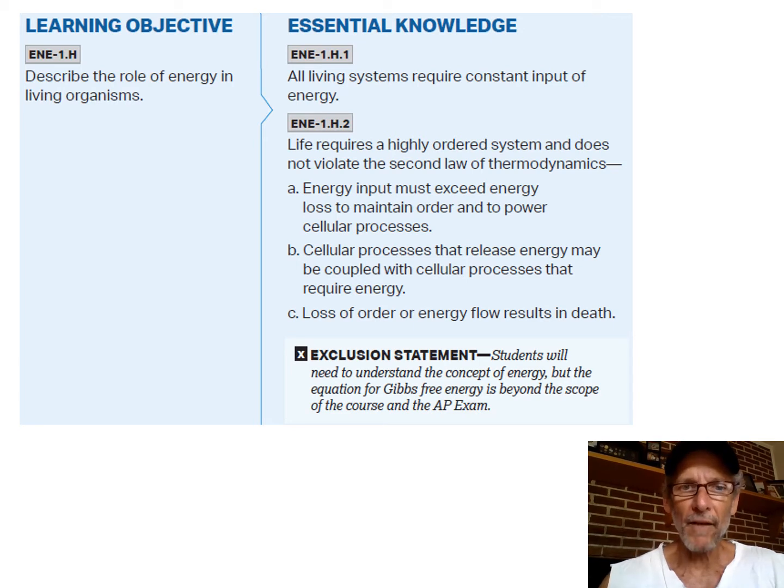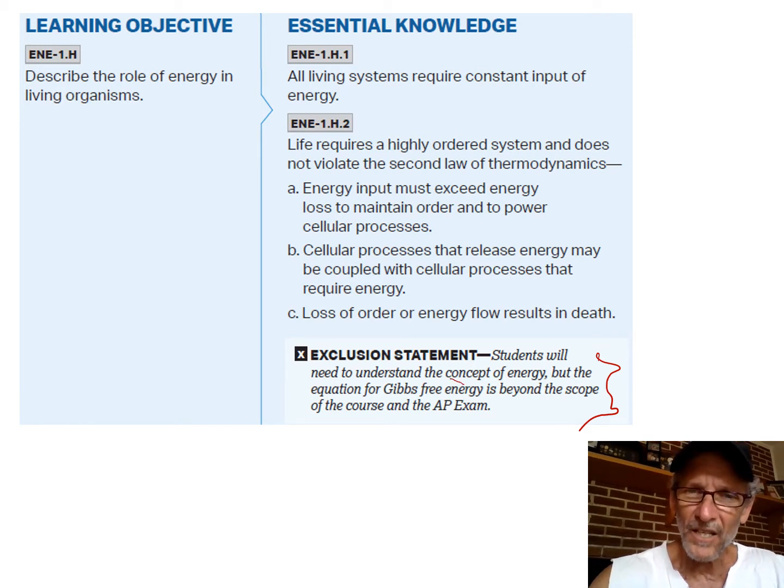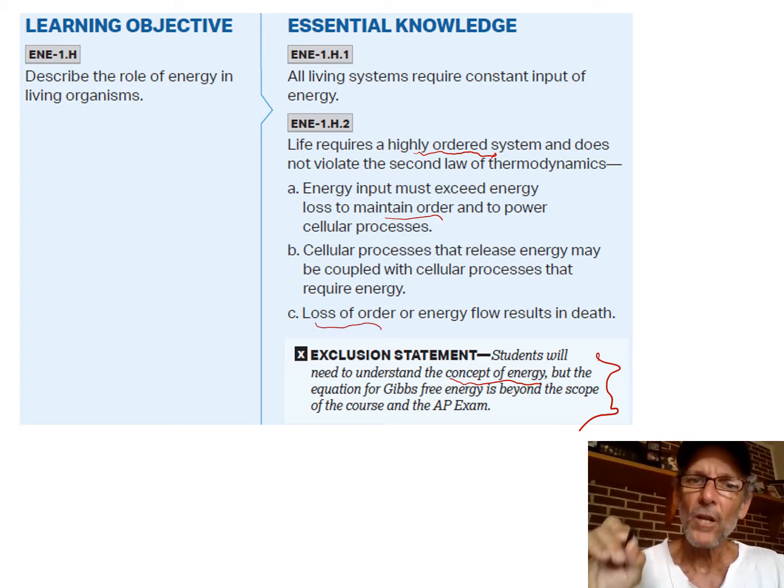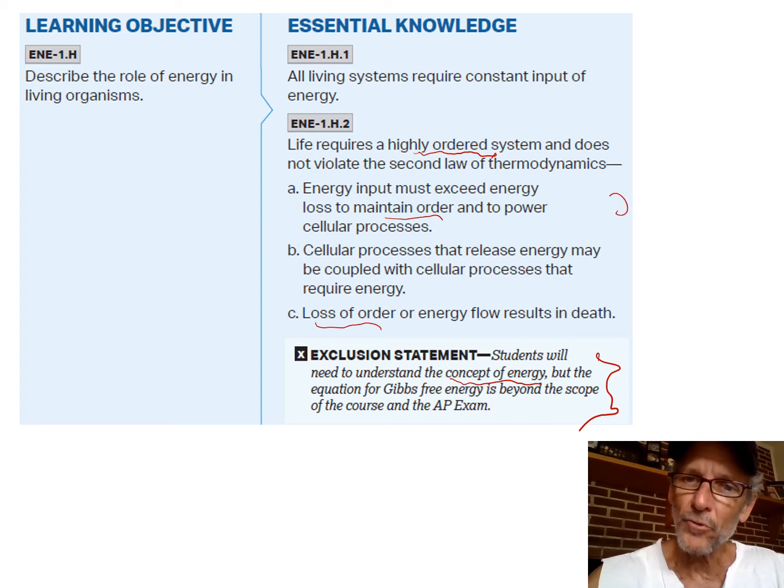So here we have some energy stuff. They have taken the equation for Gibbs free energy, G, out of the exam, it's beyond the scope, but you have to understand some concepts of energy. They do say this: life requires a highly ordered system to maintain order, or they said loss of order. So that's about, remember, entropy.